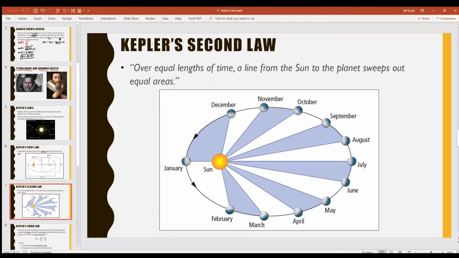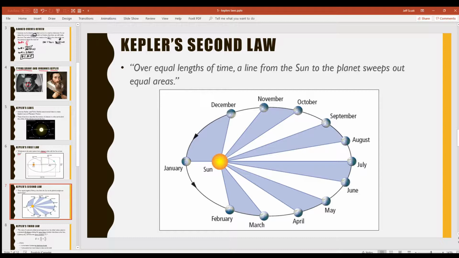Okay, Kepler's second law now. Again, we'll pause just so you can write this down. Kepler's second law is a little bit beefier than Kepler's first law. Kepler's second law says that over equal lengths of time, a line from the sun to the planet sweeps out equal areas, right? A little bit bizarre.